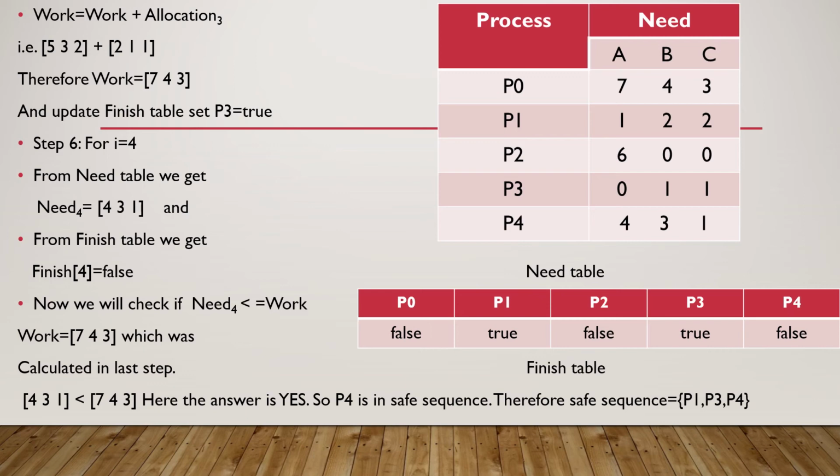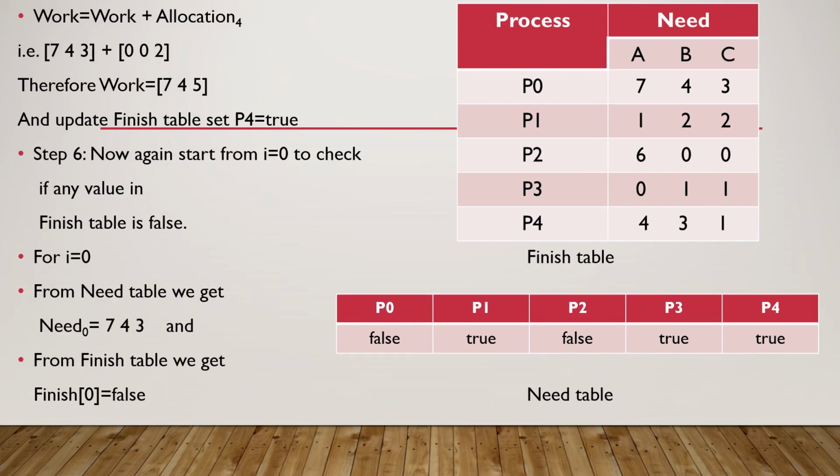Again change the value of I to 4 now. Need of 4 is taken, that is 4, 3, 1. Again its finish value was false. Now we will check if need 4 is less than or equal to work. Need was 431, which is less than 743. The answer is yes. So P4 is in the safe sequence. So our safe sequence will become P1, P3 and now P4 has executed.